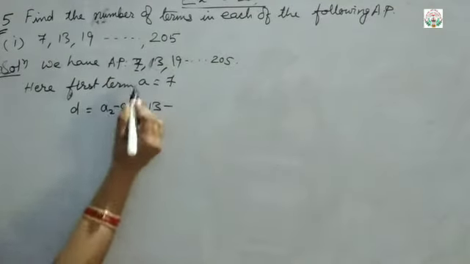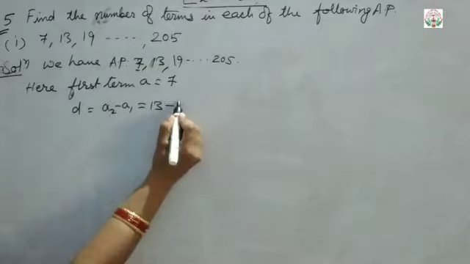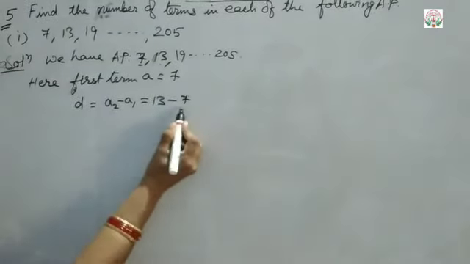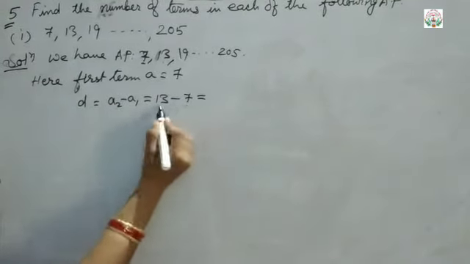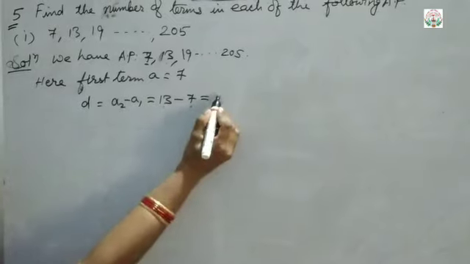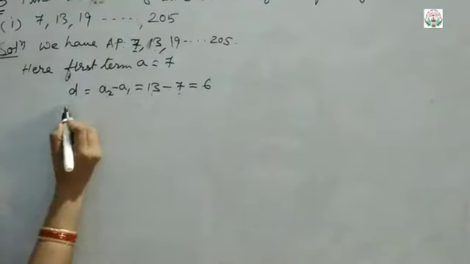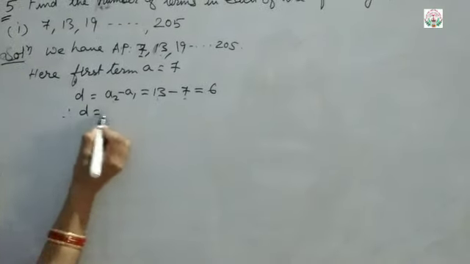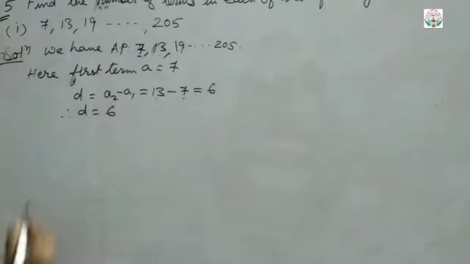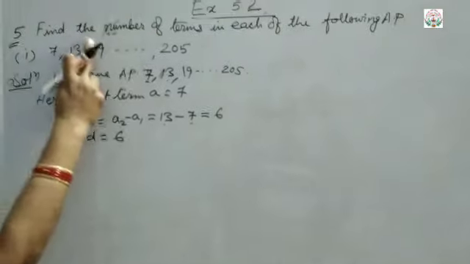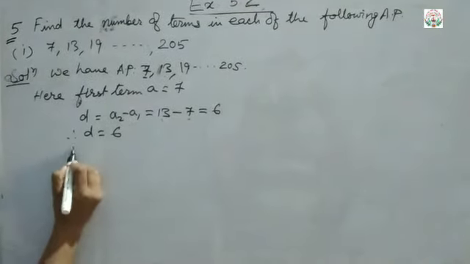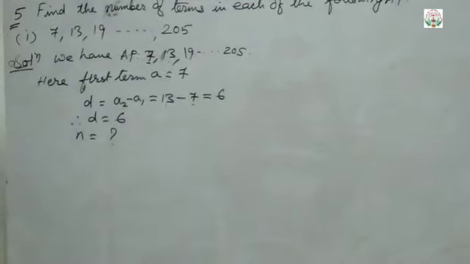13. And A1 is the first term, that is 7. So second term minus the first term, what you will get on subtraction? You will get 6. So D equals 6. Now we have to find the number of terms, means we have to find N.